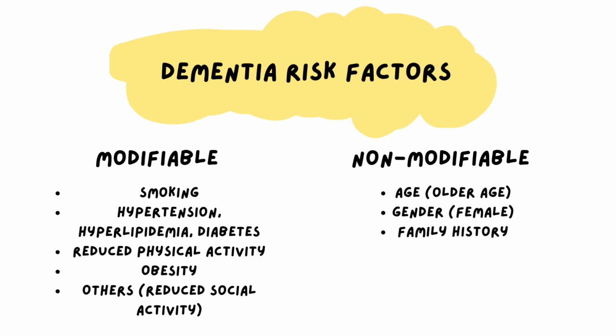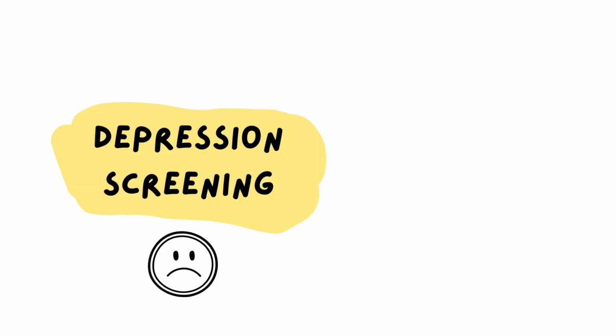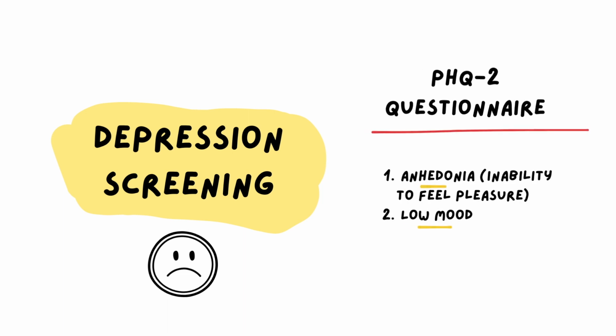This includes smoking, diabetes, hypertension, hyperlipidemia, obesity, and low levels of physical activity. How would you quickly screen for depression in a patient? I would use a PHQ-2 questionnaire to screen for depression. The simple questionnaire screens for symptoms of anhedonia and low mood.